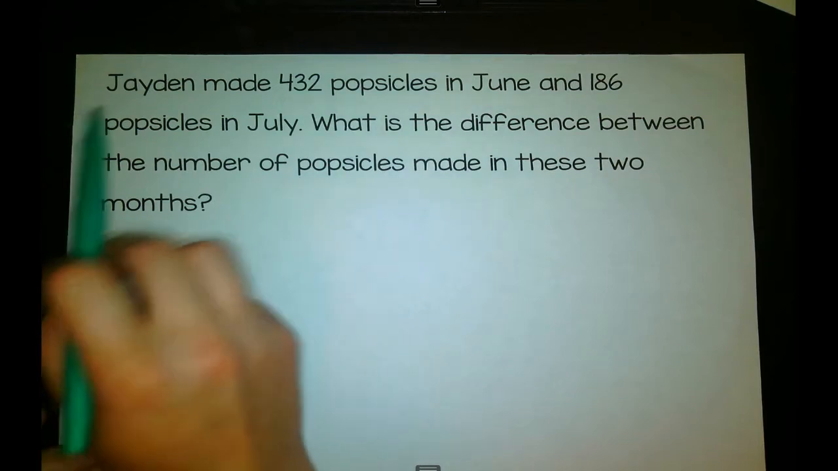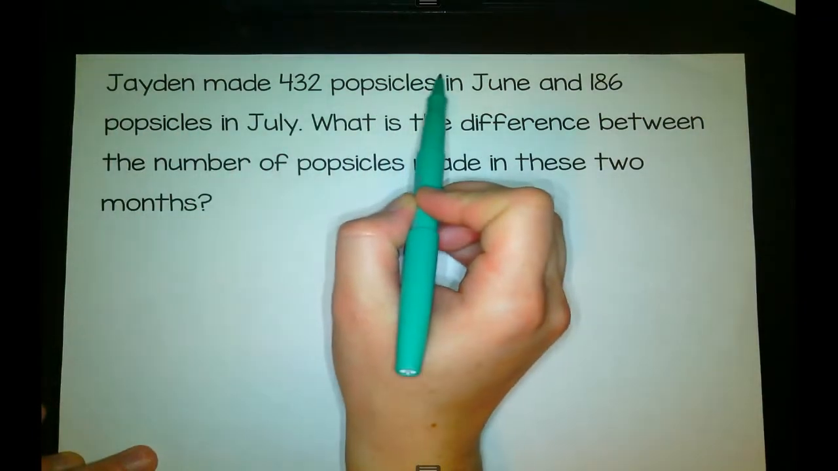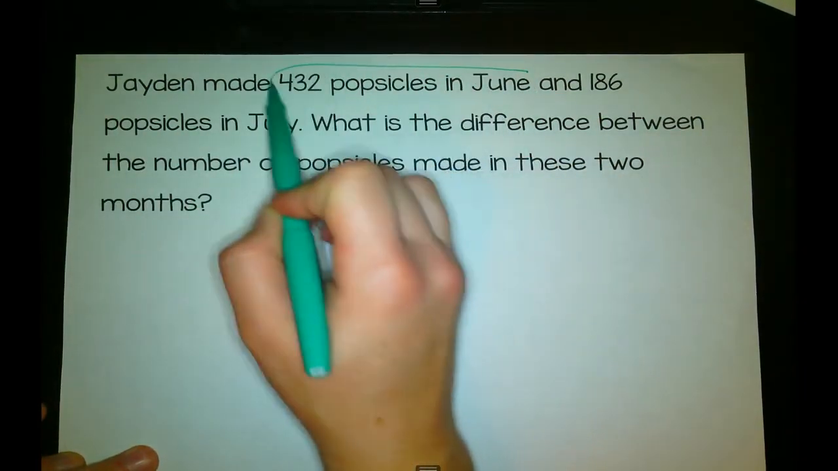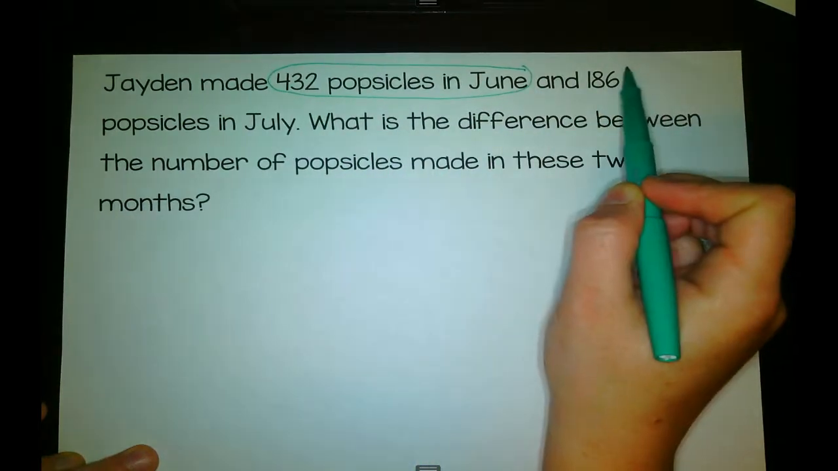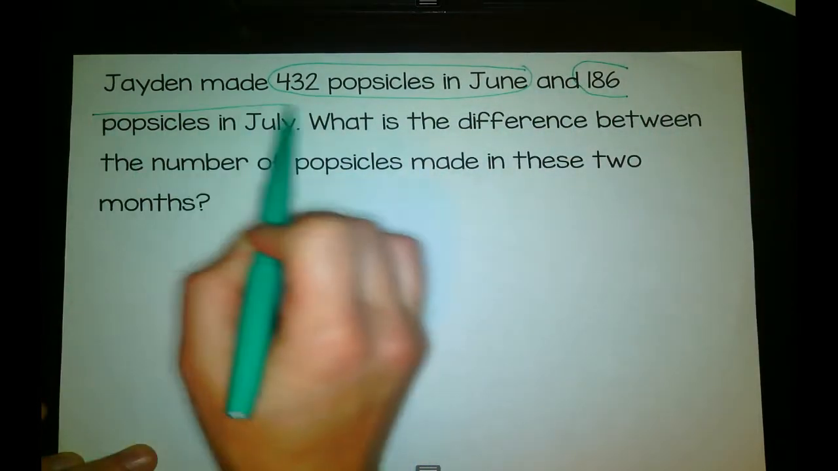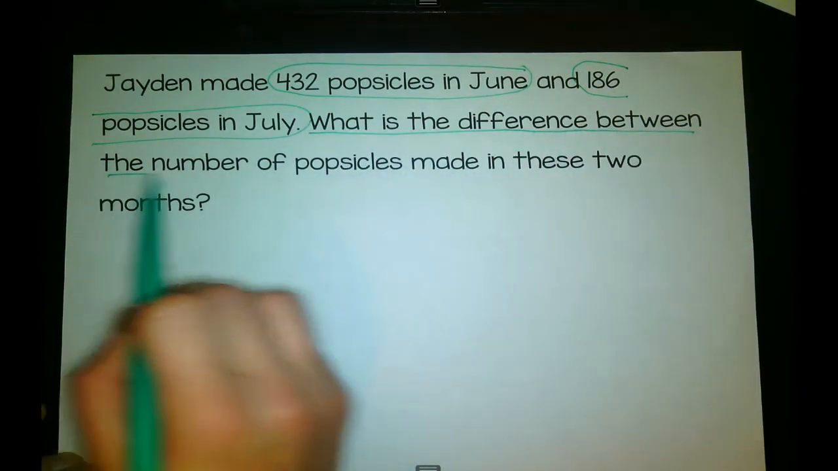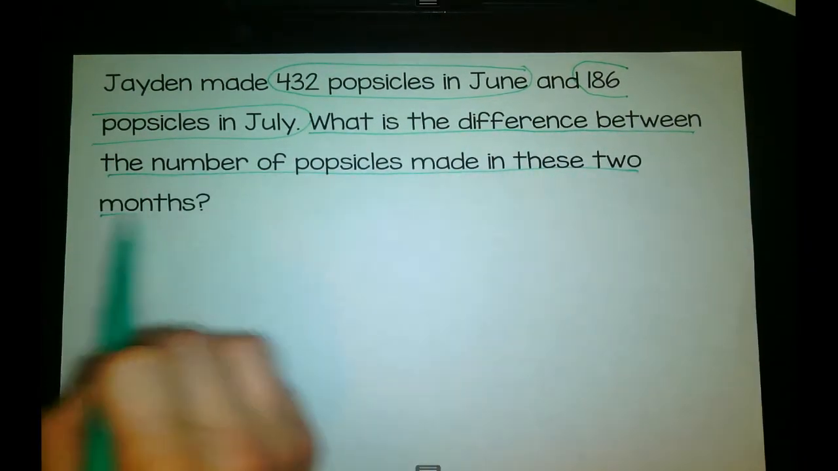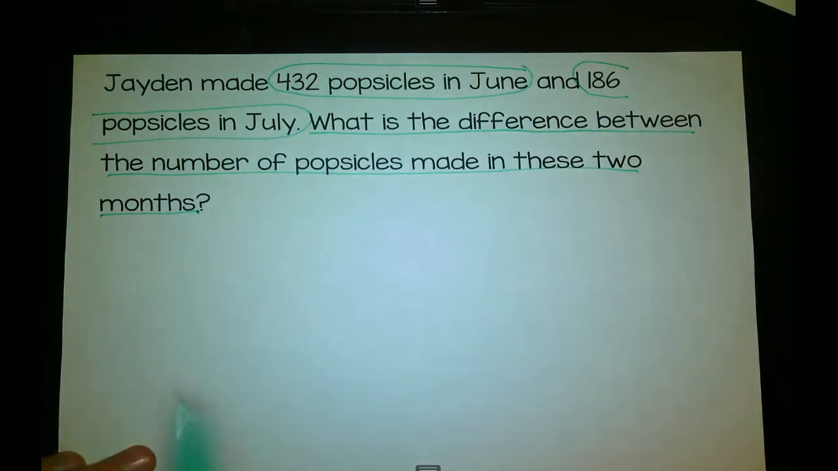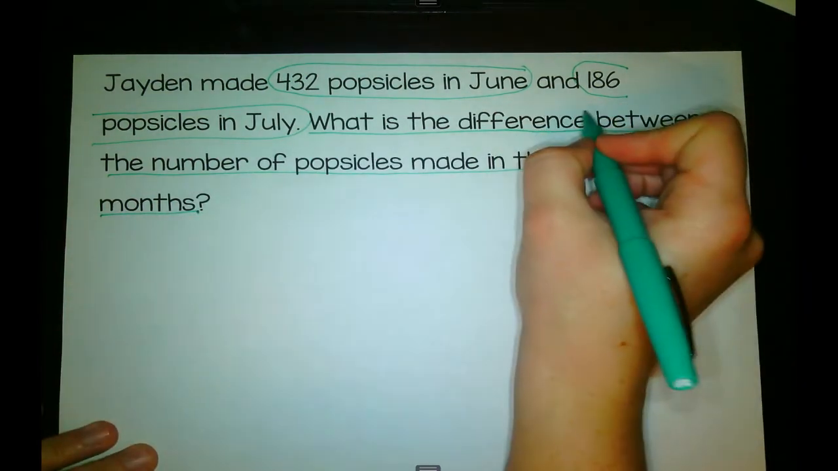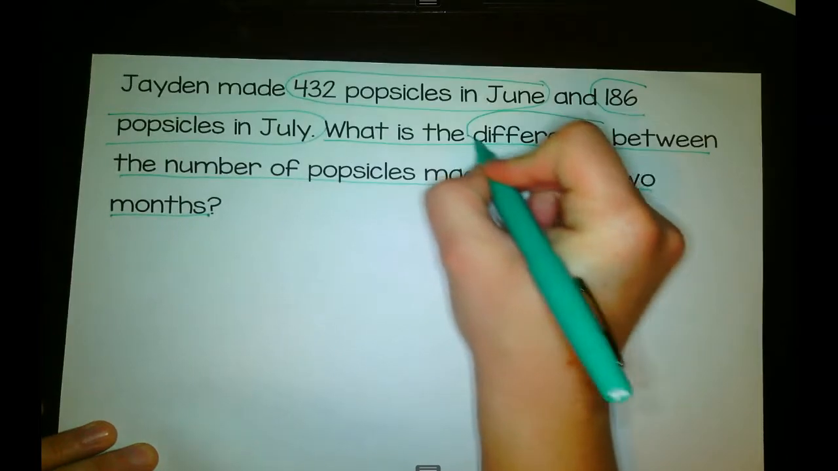All right, this math story problem says Jaden made 432 popsicles in June and 186 popsicles in July. What is the difference between the number of popsicles made in these 2 months? There was a huge keyword there. We heard the word difference.